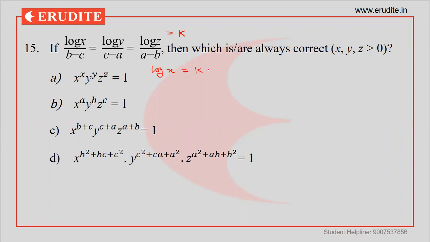equal to k times of b minus c, then multiply both sides by a. So a log x means log of x to the power a. That can be written as k times of ab minus ac. The same thing I want to write in a similar way.